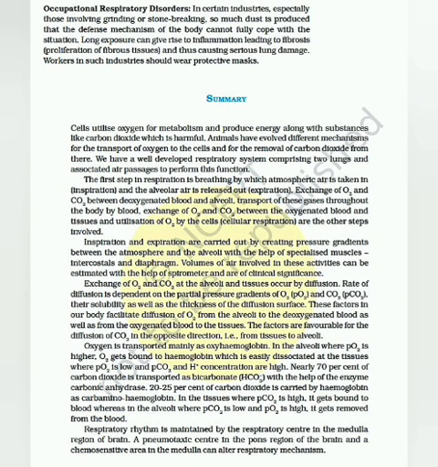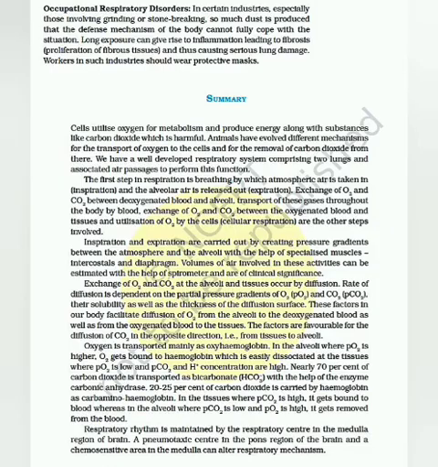Exchange of oxygen and carbon dioxide at the alveoli and tissues occurs by diffusion. Rate of diffusion is dependent on the partial pressure gradient of oxygen and carbon dioxide, their solubility, as well as the thickness of the diffusion surface. These factors in our body facilitate diffusion of oxygen from the alveoli to the deoxygenated blood as well as from the oxygenated blood to the tissue. The factors are favorable for the diffusion of carbon dioxide in the opposite direction, that is, from tissue to alveoli.